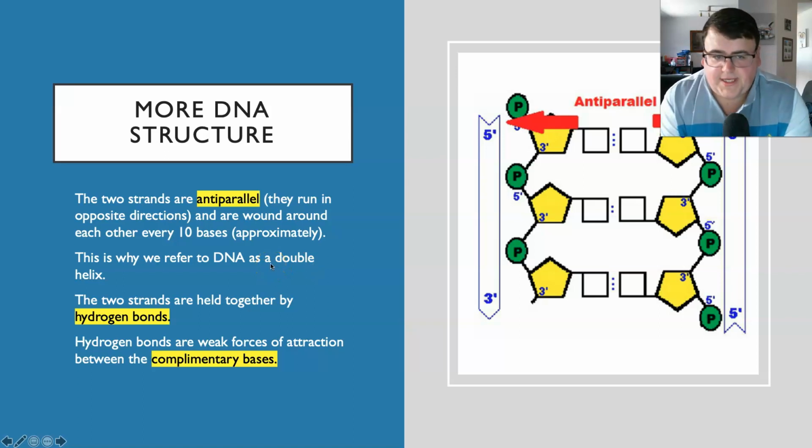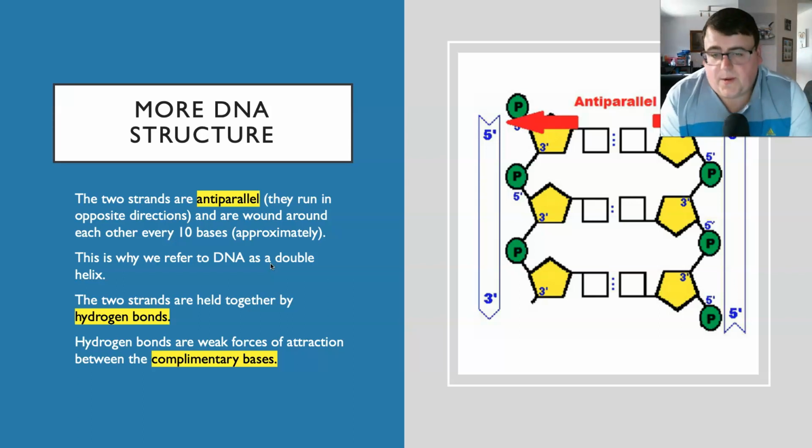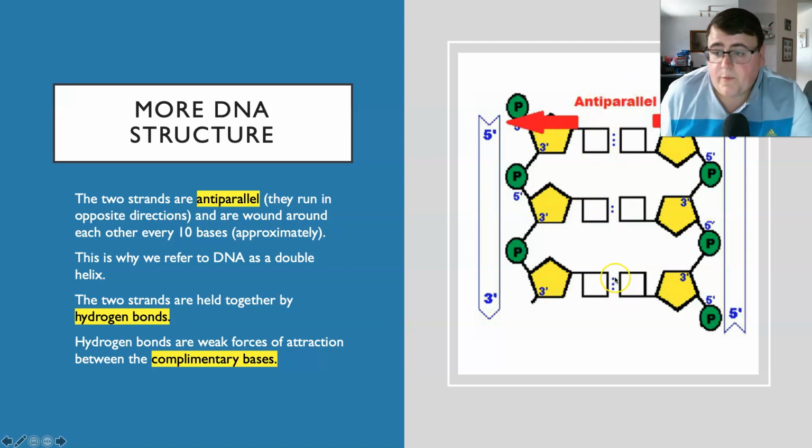The way the DNA is structured is every 10 bases, the DNA will wind up on itself. That's why we refer to it as a helix, and we refer to it as a double helix because there are 2 strands. Those 2 strands are held together by these 2 bases each time. So all the bases hold the 2 strands together, and they're held together by weak forces called hydrogen bonds. Those hydrogen bonds keep the complementary bases together.